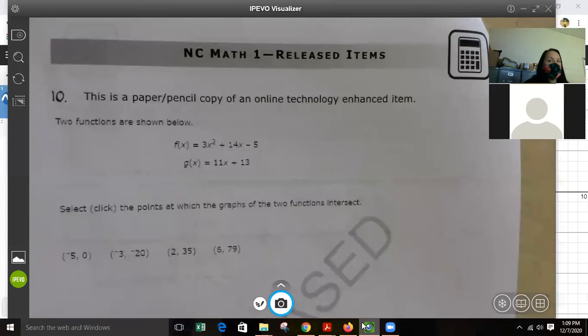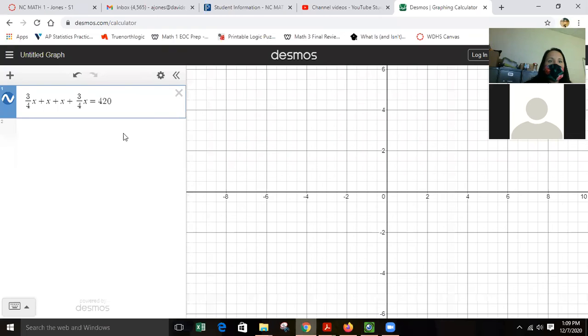And it says the 2 functions are shown below. Select or click the points at which the graphs of the 2 functions are intersecting. So there may be more than one answer. It's telling you to click all that apply. Okay. So when we go back to Desmos, we're going to type those 2 equations in.